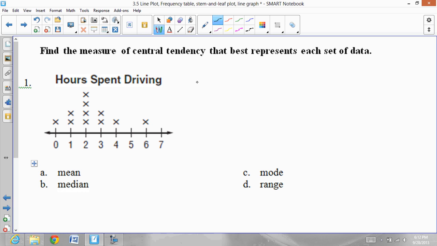0 is listed once, 1 is listed 2 times. The X represents the number of times that you're going to see the 1. Now for the 2, you are going to see it 4 times: 2, 2, 2, and 2. That is what the X stands for. The X tells you how many times you're going to see the 2.